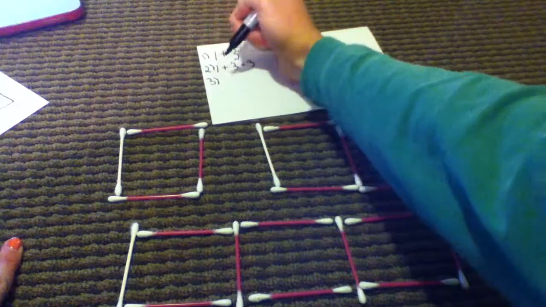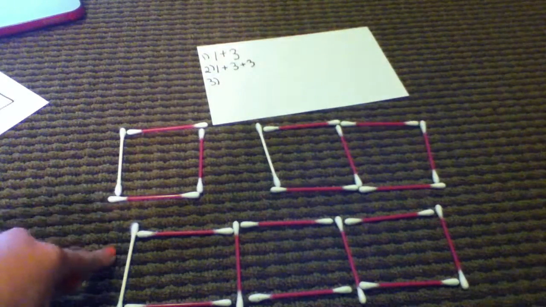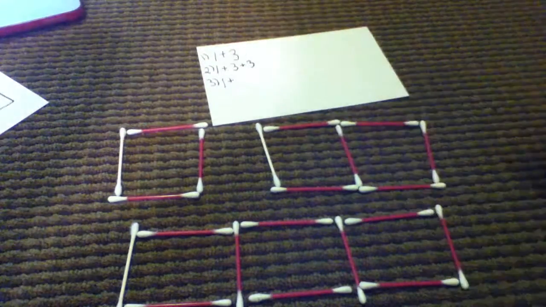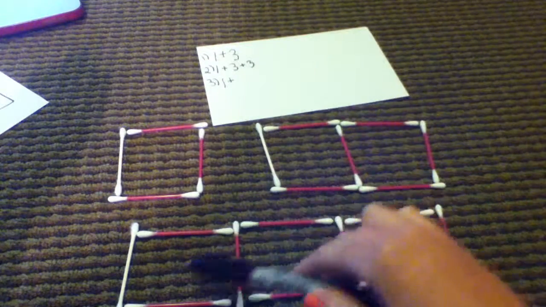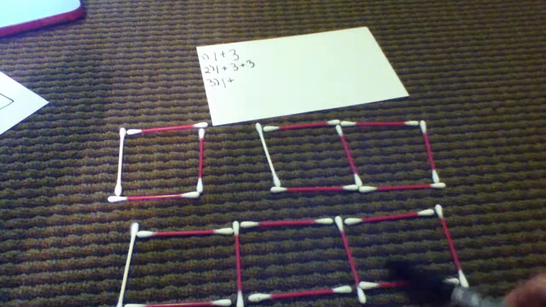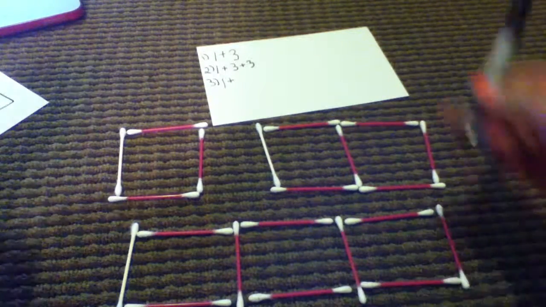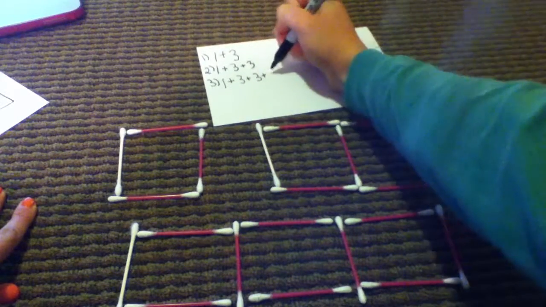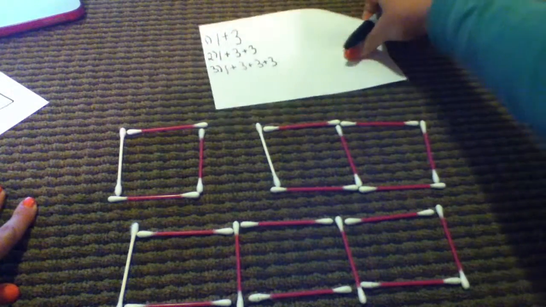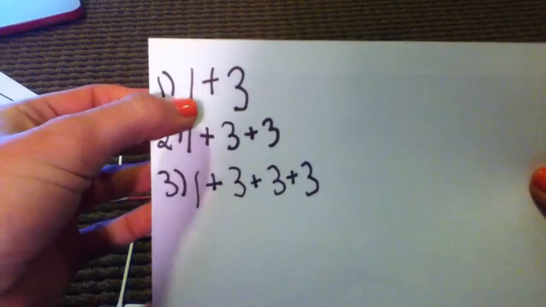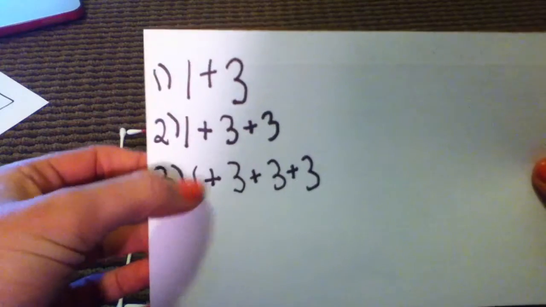So for step number 3, again we have one white Q-tip. We're going to write 1 plus, we have 1, 2, 3, 1, 2, 3, 1, 2, 3. So 3 sets of 3. 1 plus 3 plus 3 plus 3. So as I've written these down, I've noticed a pattern from our diagram. Each one begins with 1 plus a set number of 3's.